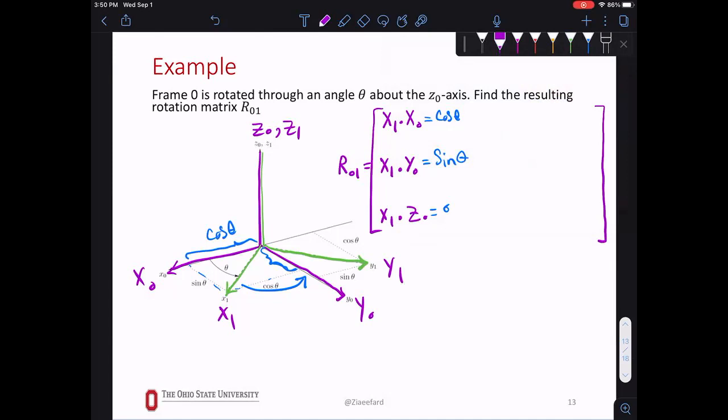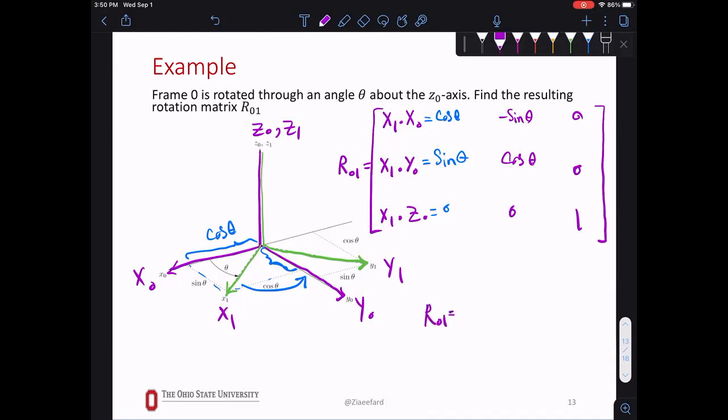Okay, what is the second column? Sine theta, cosine theta, 0. So it would be y1 dot x0, y1 dot y0, y1 dot z0. So how about the third column? Someone else. 0, 0, 1. So we're trying to find the projection of the axis on z, right? And our z is orthogonal to the x and y. So it kind of gives us the clue that two of them must be 0, and the third one is 1 because it's in the same direction. All right, so this is your rotation matrix.